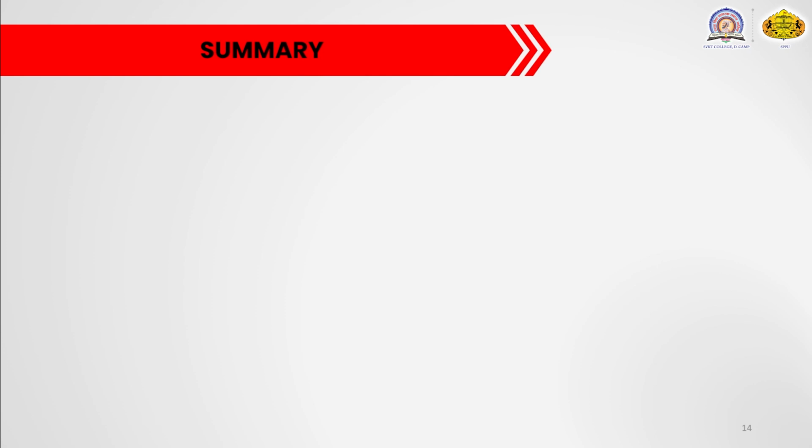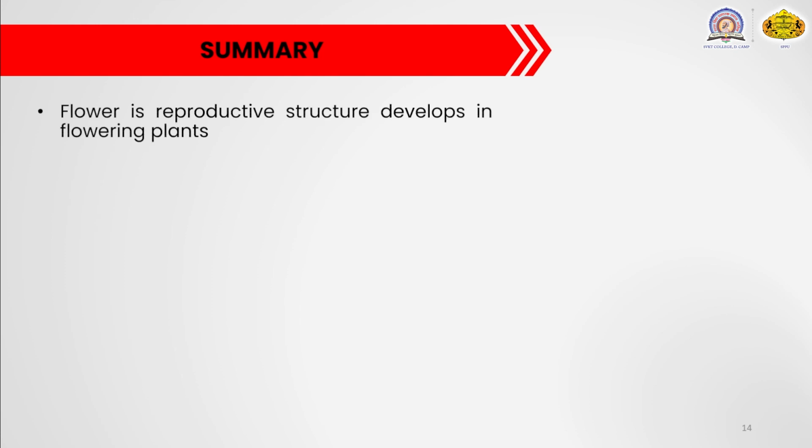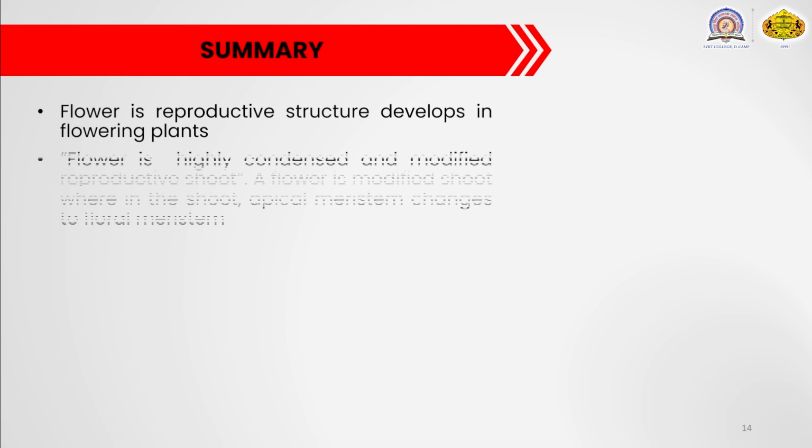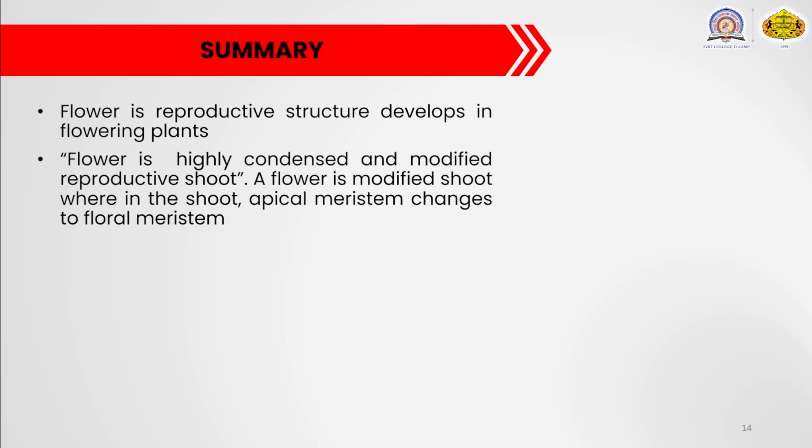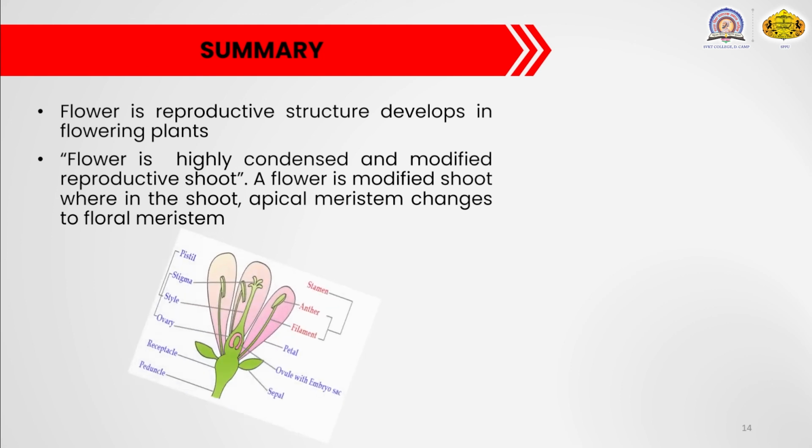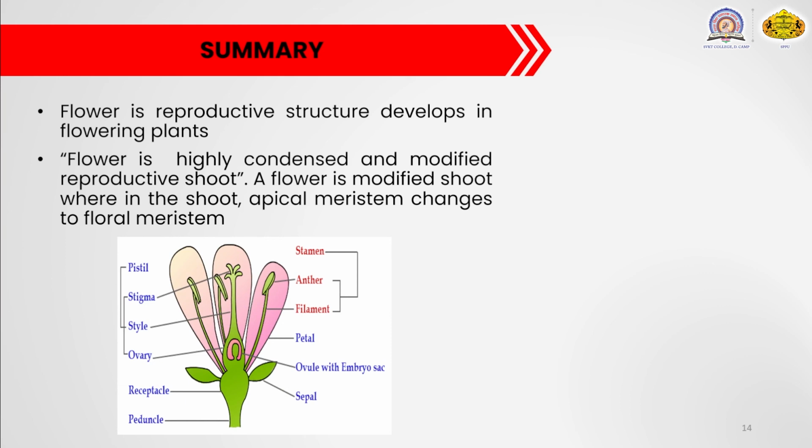Now we will just summarize today's study, that is, the study of the flower. A flower is a reproductive structure developed in flowering plants. It can be defined as a highly condensed and modified reproductive shoot for the purpose of reproduction. You can see once again the figure showing the typical parts of the flower, or whorls of a flower.